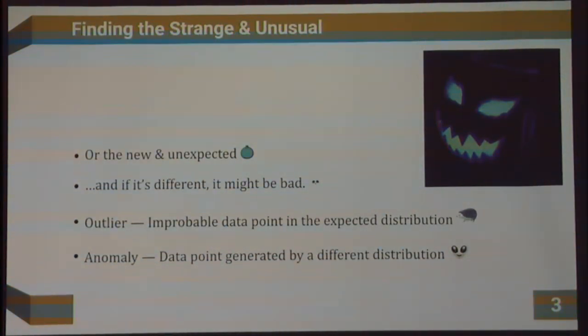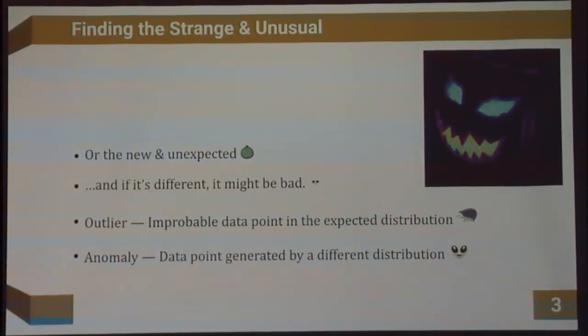One of the problems is that there's a lot of information there. And what we're really interested in finding are things that are strange, unusual, or at least new and unexpected. We want to be able to pick them out of the unending stream of net flow and look at them. And if it's different, if it's unusual, it might be bad.